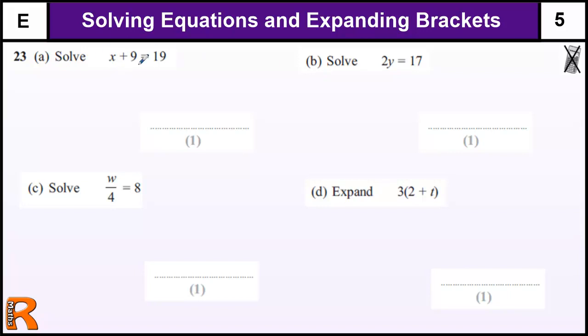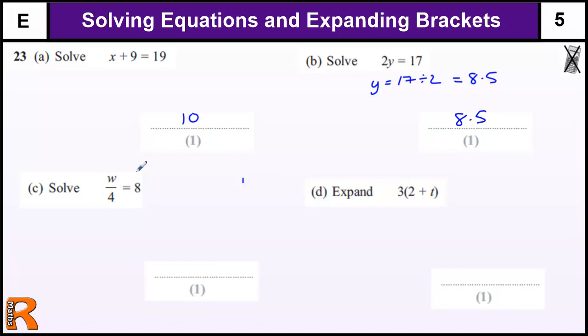So the first one is just a missing number. What plus 9 is 19? You don't really need to be pretty good at algebra to figure out that's 10. Solve this one. This one maybe a little bit trickier. What times 2 is 17? Well, essentially I need to just half the 17, or divide 17 by 2, and half of 17 is going to be half of 10 is 5, half of 7 is 3.5, so 8.5.